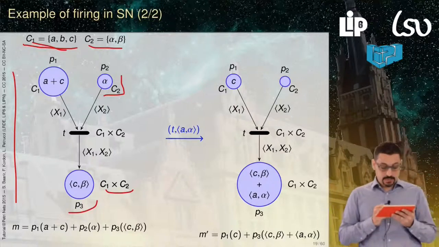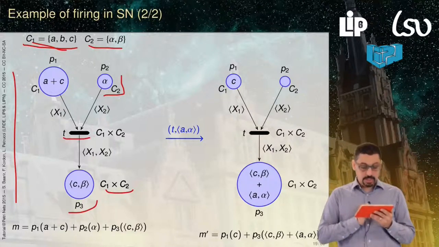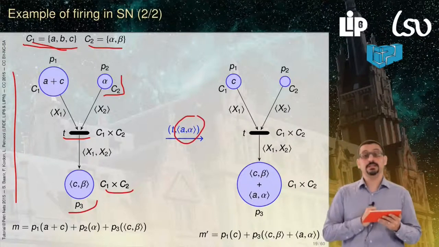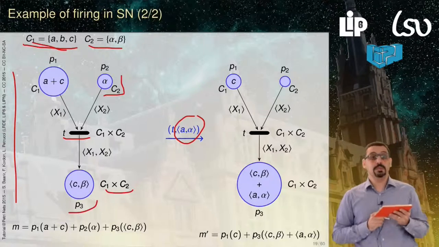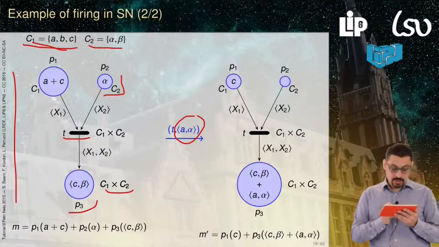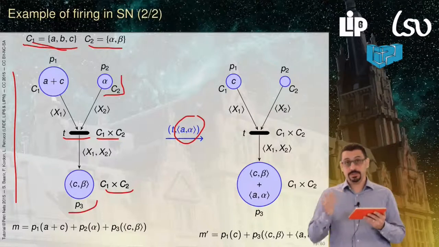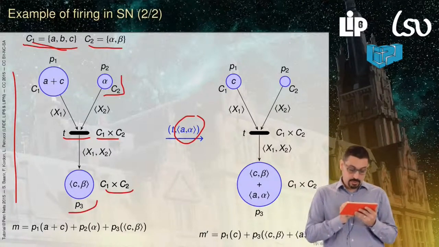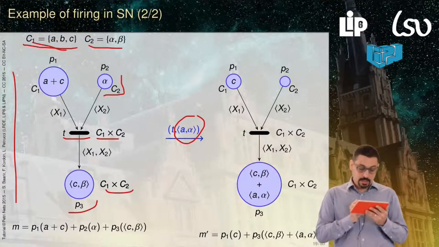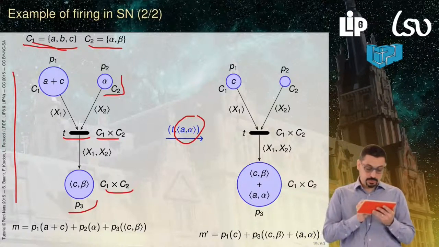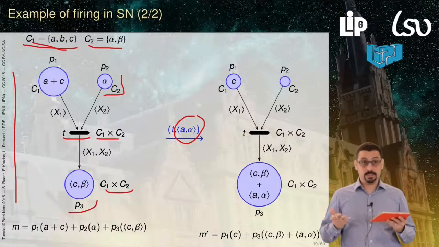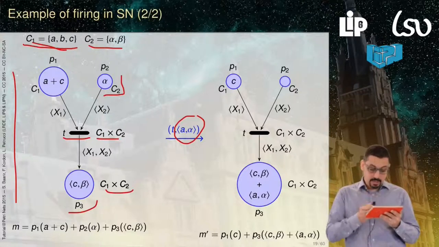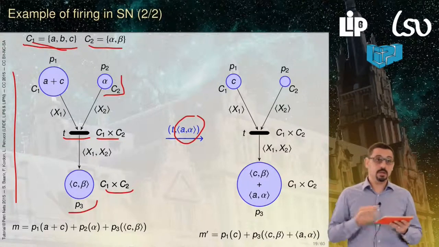And here I can observe that the transition T can be fired, as you can easily see, with this instance A alpha. Because if we instantiate each element of the Cartesian product by an element, we can instantiate C1 with the element of C1 by A and by the element of C2 by alpha, and we can see easily that this instance is enabled since we have the preconditions that are already satisfied.